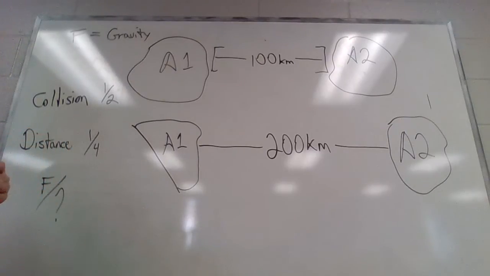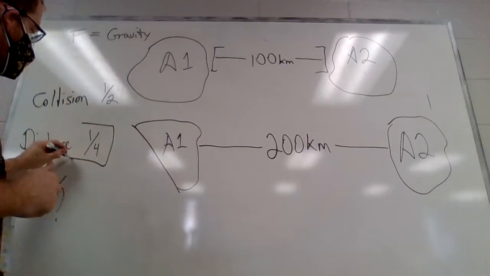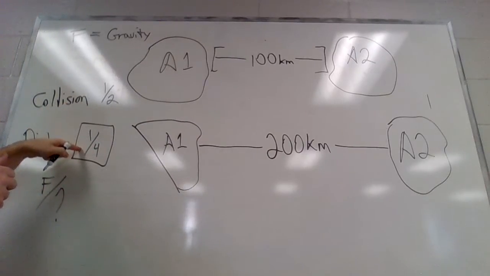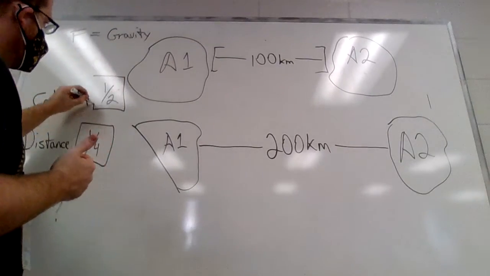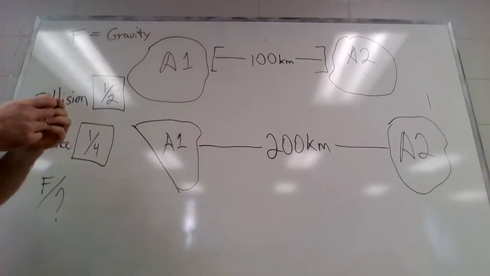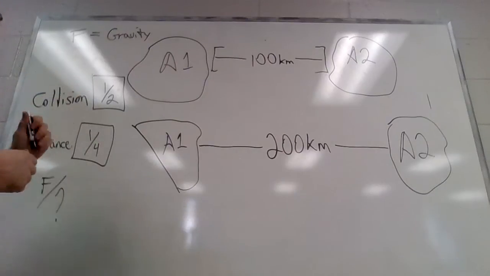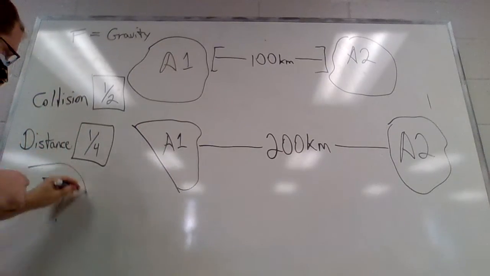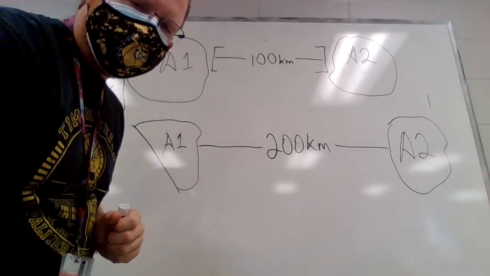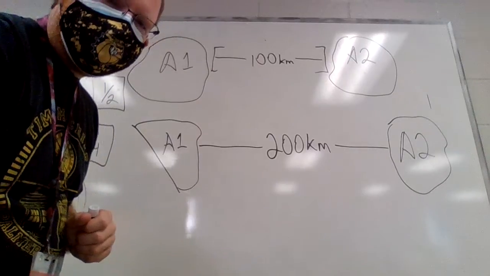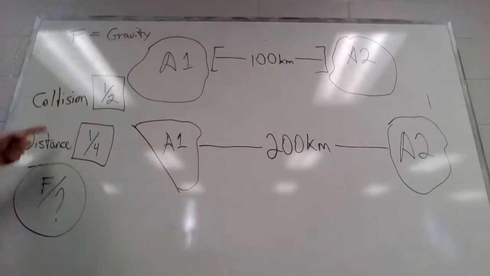So I think that will help you out a little bit, knowing that the distance change reduces your gravity down to a quarter of what it was. The collision change reduces it to a half of what it was. And if you combine these two fractions, you should get the proper answer for the question. So I hope that you could see that on the video. Let me go back. Yes, I believe you can see all this on the video.